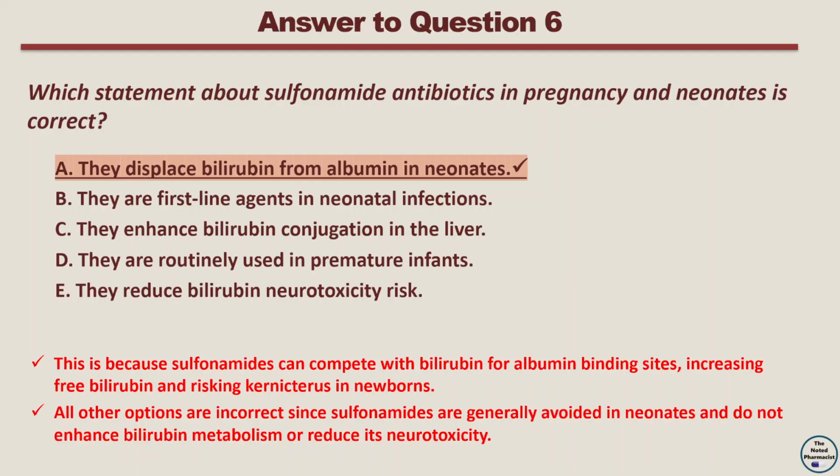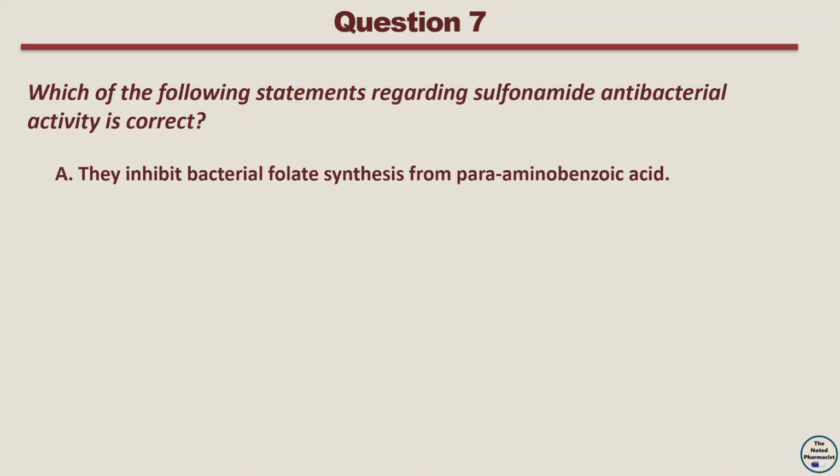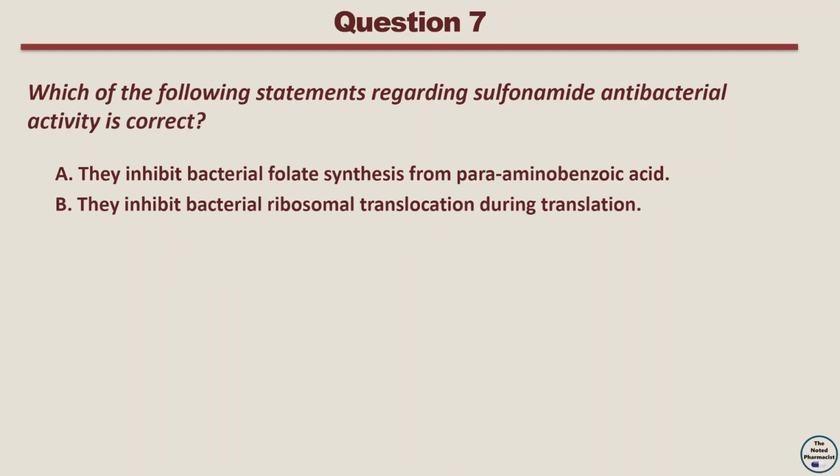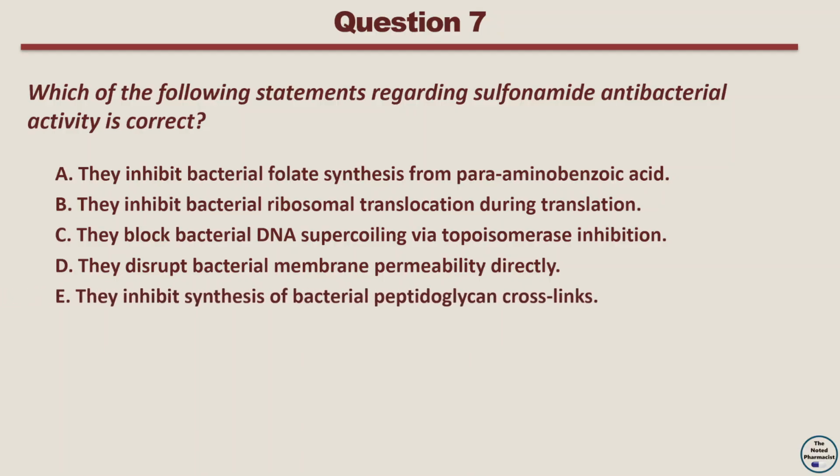its neurotoxicity. Question 7. Which of the following statements regarding sulfonamide antibacterial activity is correct? Option A. They inhibit bacterial folate synthesis from para-aminobenzoic acid. Option B. They inhibit bacterial ribosomal translocation during translation. Option C. They block bacterial DNA supercoiling via topoisomerase inhibition. Option D. They disrupt bacterial membrane permeability directly. Option E. They inhibit synthesis of bacterial peptidoglycan crosslinks.